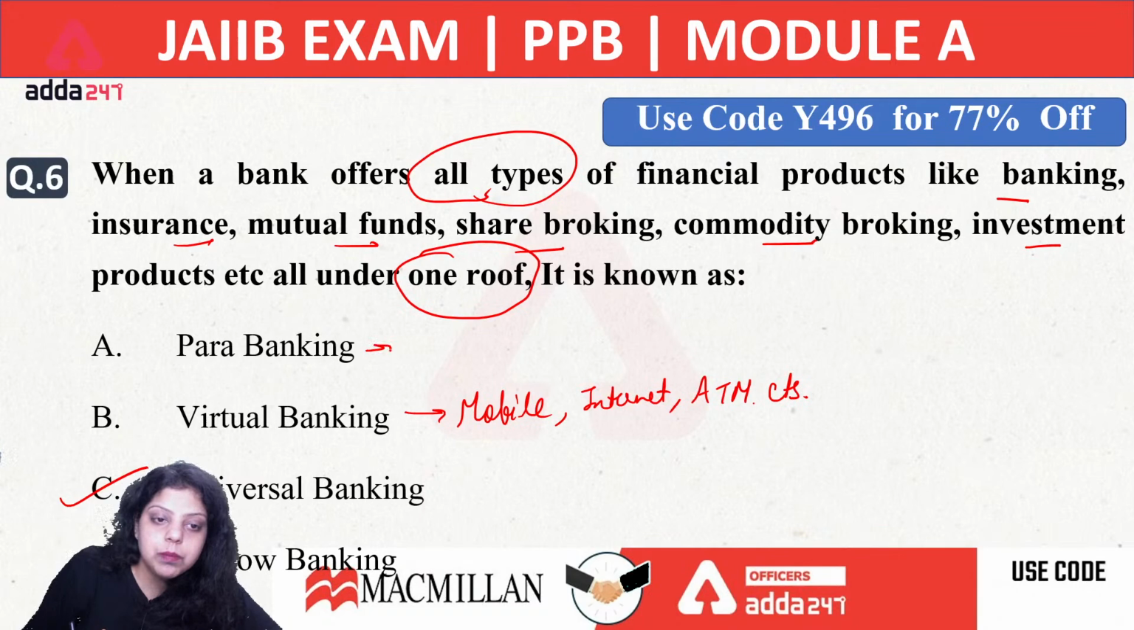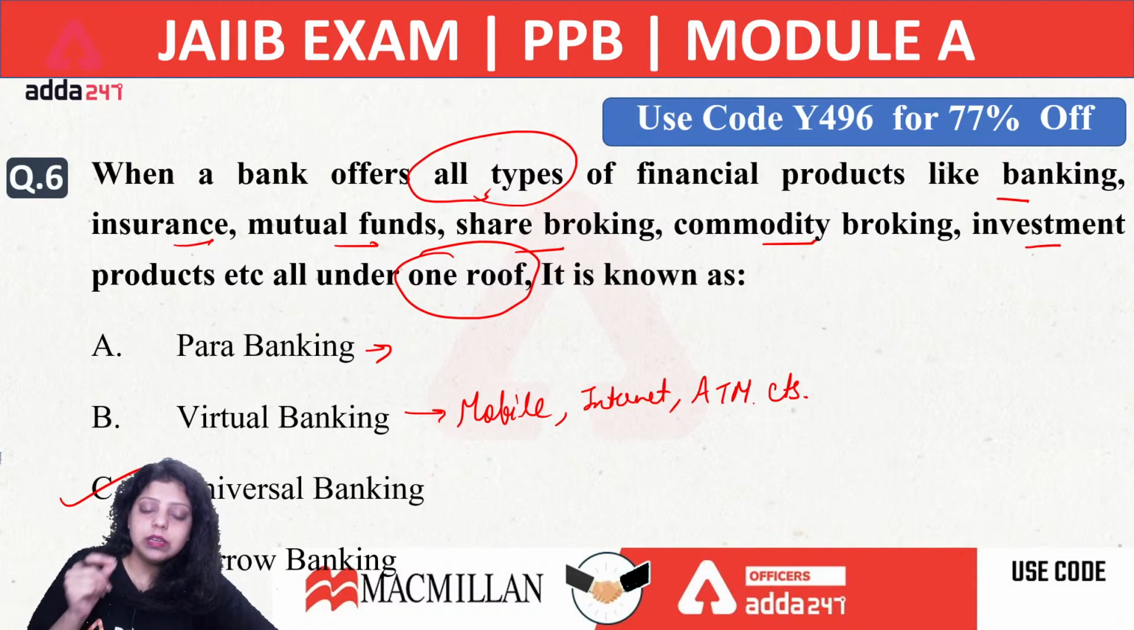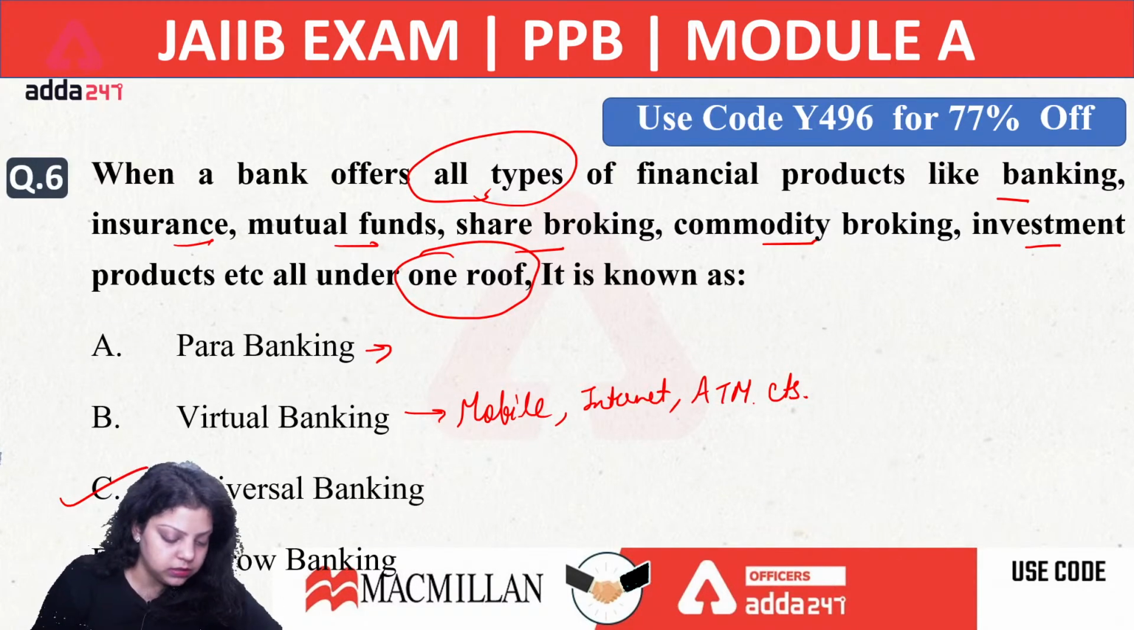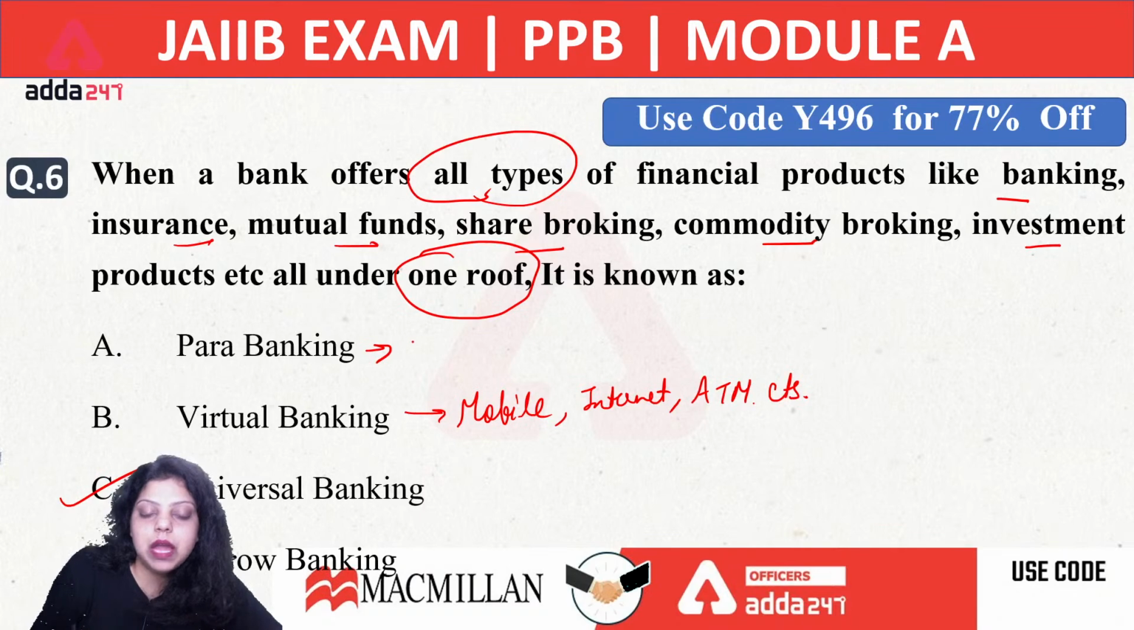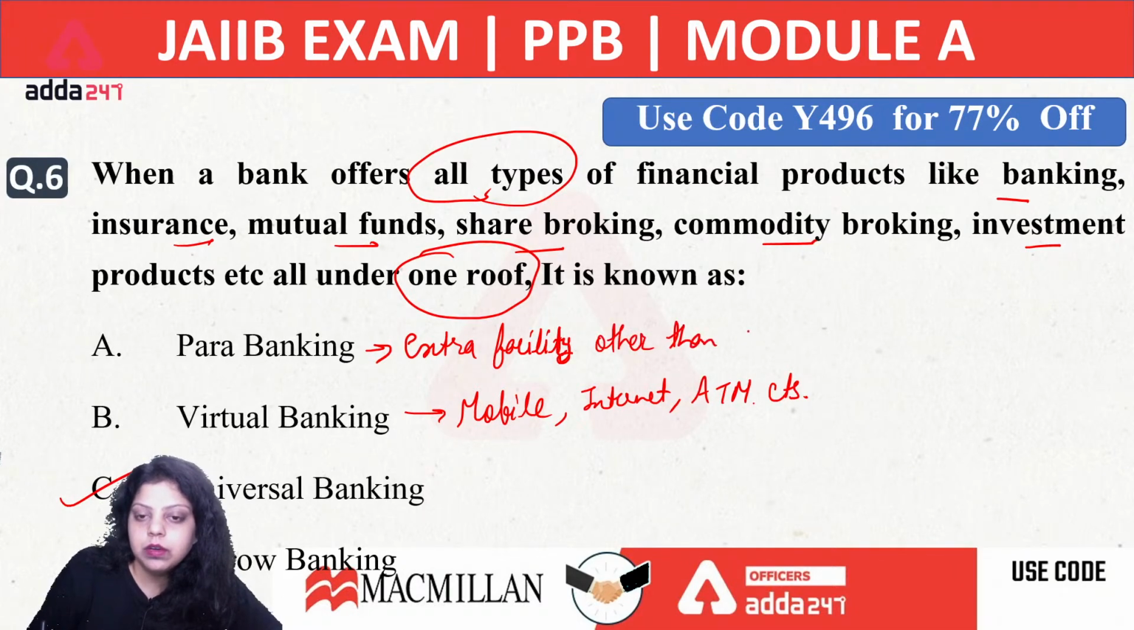If we are talking about para banking, what is the difference between para banking and universal banking? Let me know what is the difference between para banking and universal banking. First of all, para banking is the type of banking in which the bank is providing extra facility other than its day-to-day transactions.